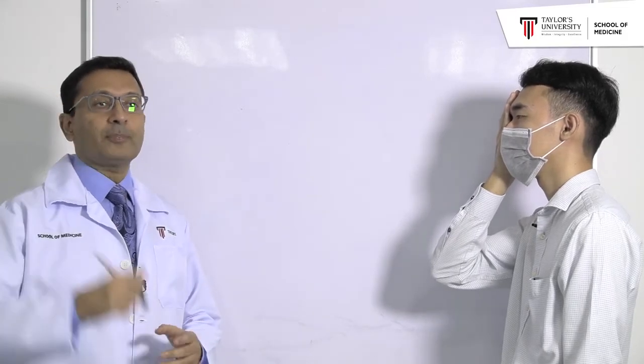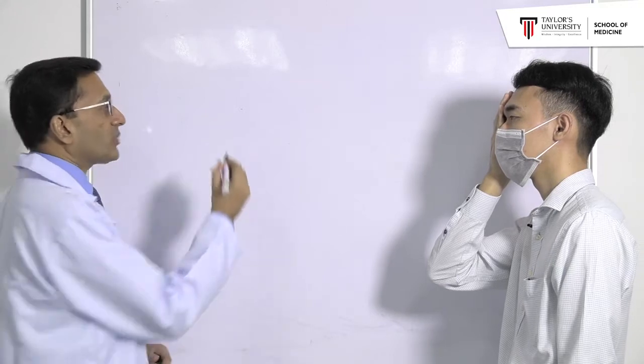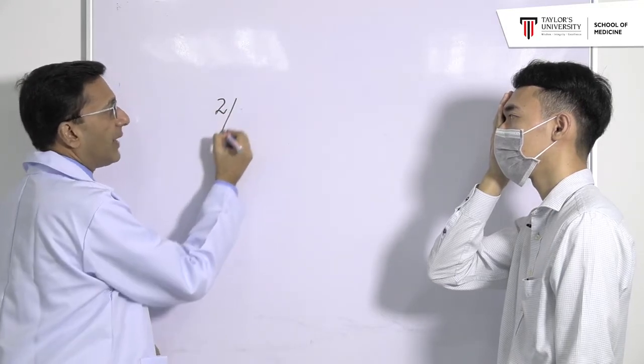So while the patient was 2 meters away from the Snellen's chart, he was able to see the topmost letter, and we recorded the visual acuity as 2/60.